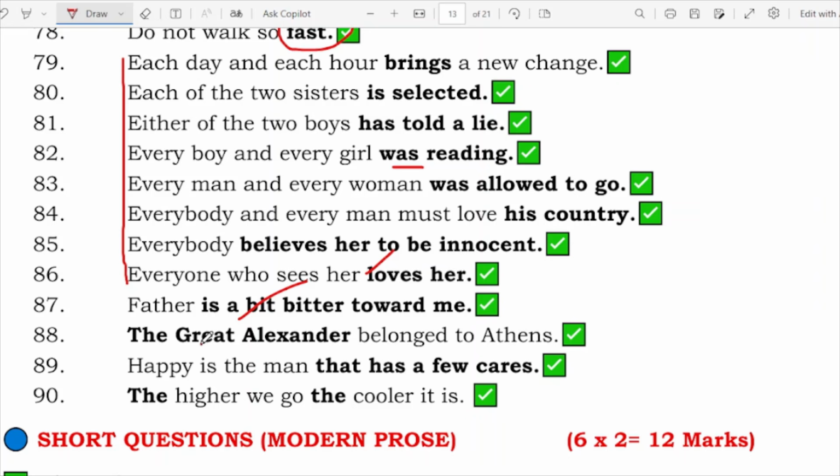The great Alexander belongs to Athens. This is a title, so the definite article is used. Happy is the man that has a few cares. When we refer to male, female, everyone in general, we use that, not who.